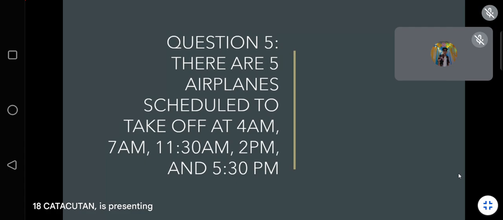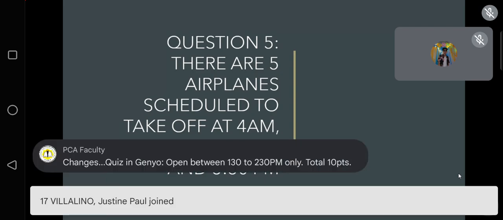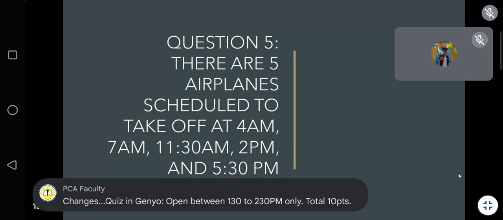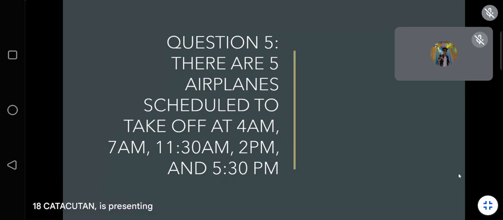Last but not the least, there are 5 airplanes scheduled to take off at 4 a.m., 7 a.m., 11:30 a.m., 2 p.m., and 5:30 p.m. What is the answer? Time starts now. The answer is permutation. The order in which the five airplanes take off cannot be shuffled. That is why this is permutation.